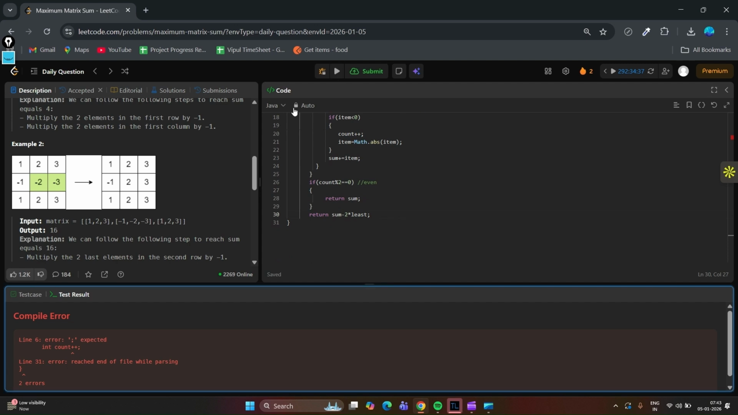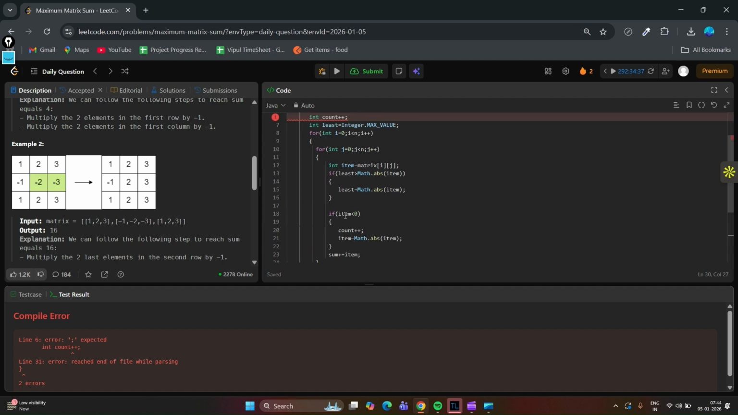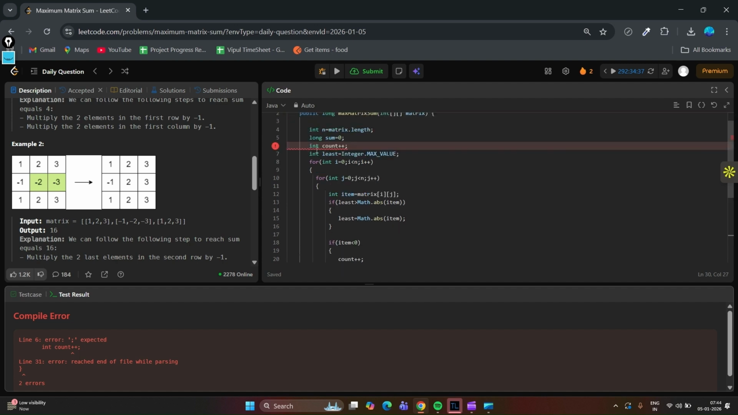Oh, this is an error. Int count plus plus, where? In line number 6. Int count plus plus. So this is wrong syntax. Nothing happens with int count plus. We have to write int count equal to 0. Okay, and then we run.